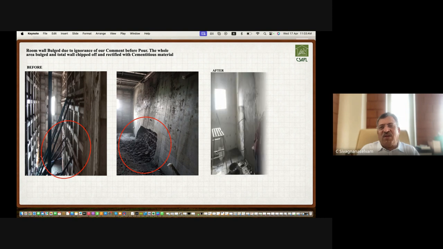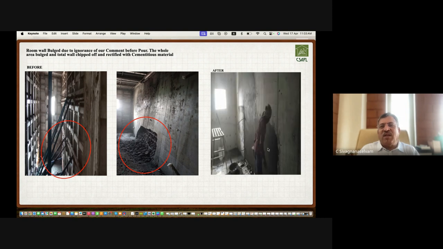The concrete cover will not be there. But once you plaster it, no one is going to notice it. But you know the kind of problem we had undergone. And this is actually a construction flaw.